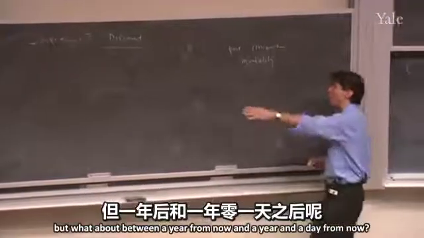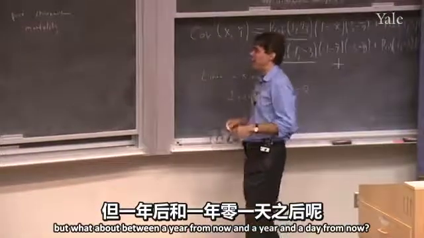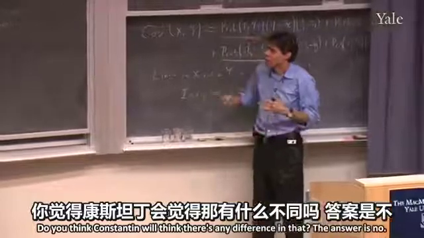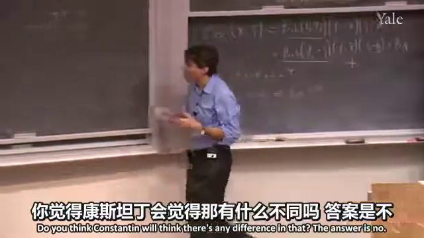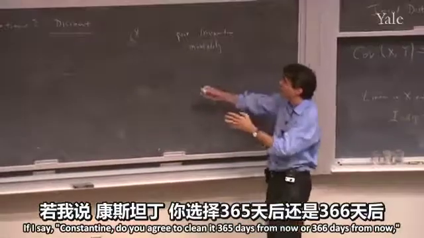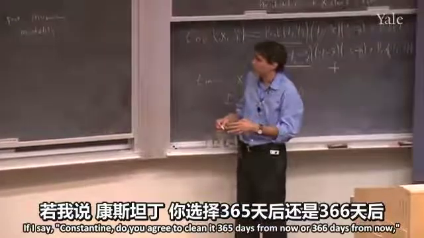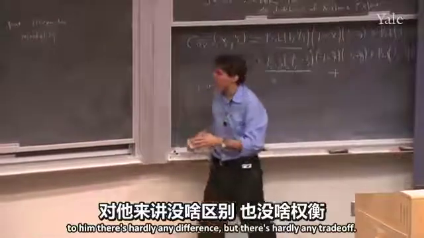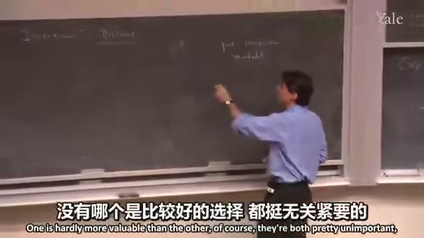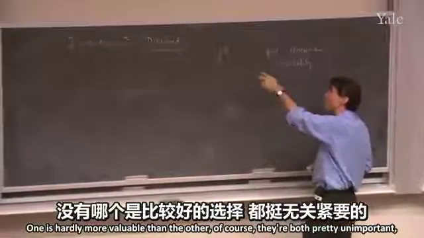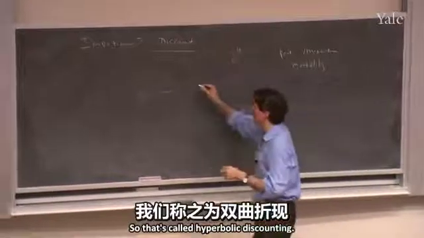But what about between a year from now and a year and a day from now? Do you think Constantine will think there's any difference? And the answer is no. If I say, Constantine, do you agree to clean it 365 days from now, or 366 days from now? To him, there's hardly any difference, hardly any trade-off. One is hardly more valuable than the other. Of course, they're both pretty unimportant, but the ratio of the two doesn't even seem important to him. So that's called hyperbolic discounting.